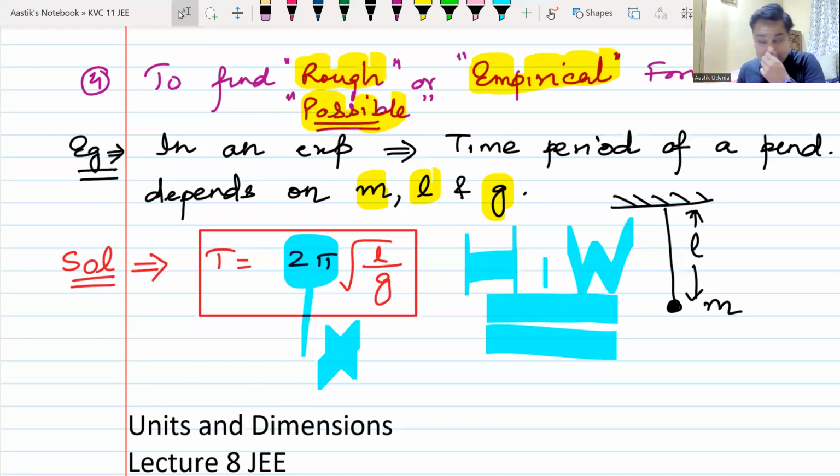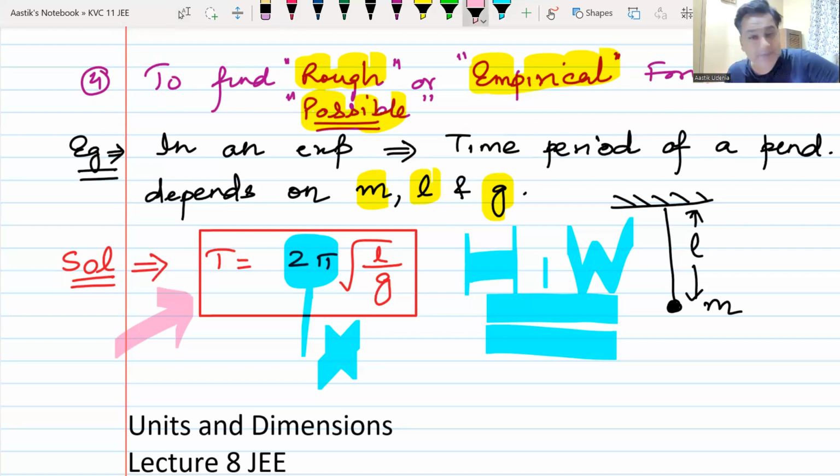The fourth use of dimension analysis is to find the rough or a possible formula or empirical formula for any given physical quantities. And we are doing an example of the time period of a pendulum. We already know the formula for time period of a pendulum. The formula goes like this. Time period of a pendulum is 2 pi root over L by G.